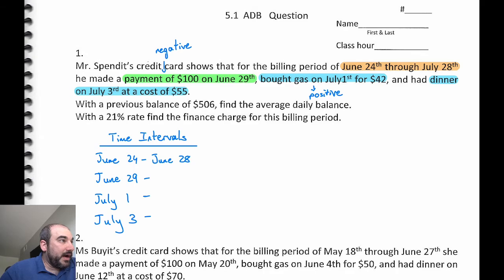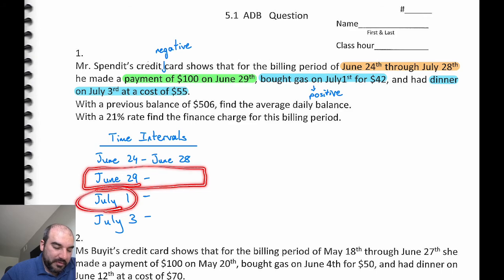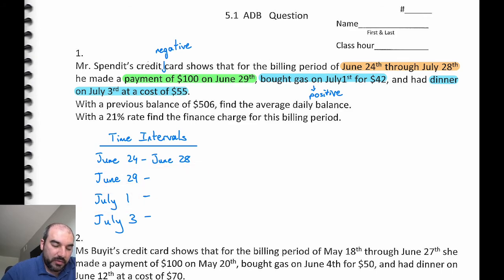Now, if this time interval is going all the way to the day before July 1st, what is the day before July 1st? Or what do I put here as the last day for this time interval then? What's the day before July 1st? June 30th. June 30th, perfect. So that's just going to be June 29th to June 30. And then if this last interval is going to start on July 3rd, that means this is going to end on July 2nd.